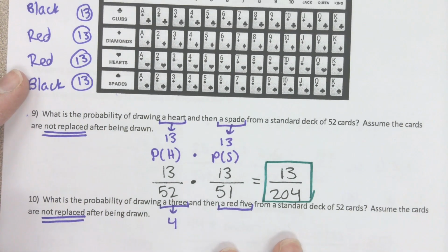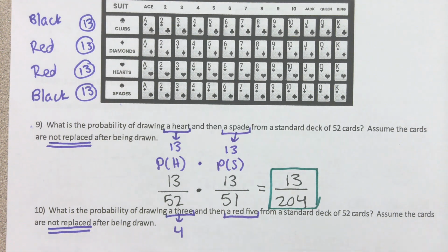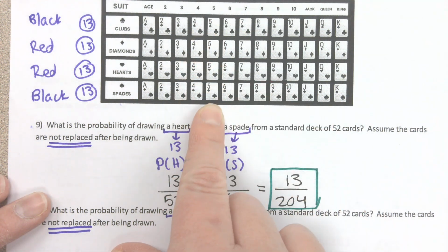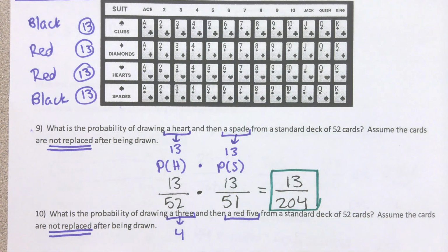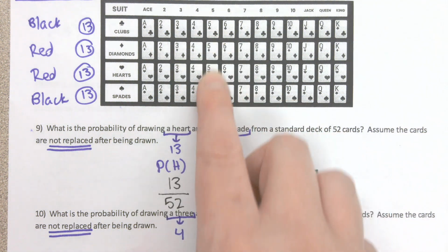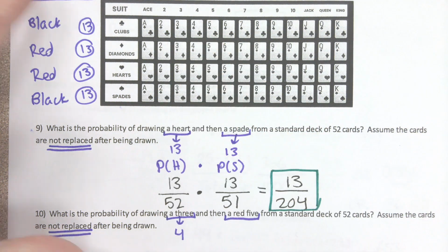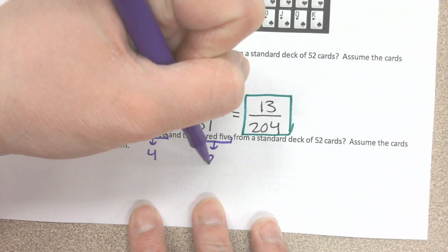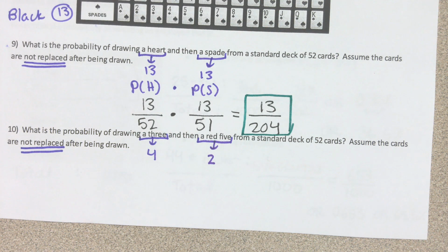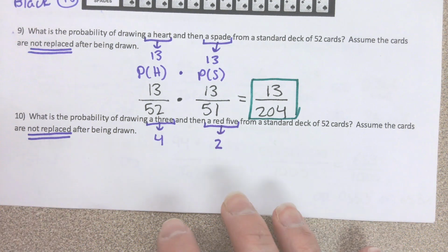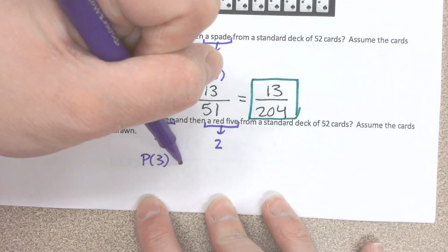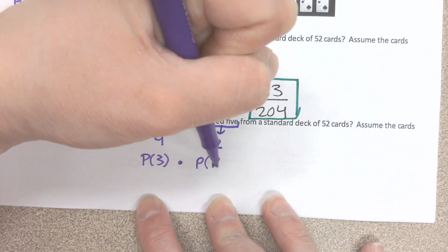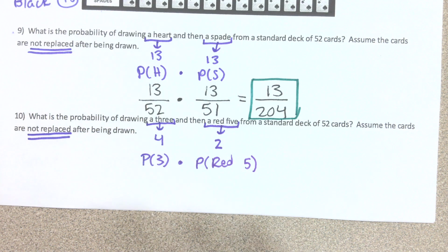And then they tell us we specifically need a red 5. So here are our 5s, but we only want the red ones. Remember, there's 2 black, 2 red for every card. So of the 5s, we need 2, the reds, so 2. We only have 2 5s we can pick. Let's set this up. Probability of 3 times probability of red 5.